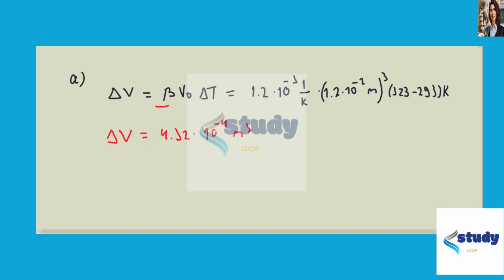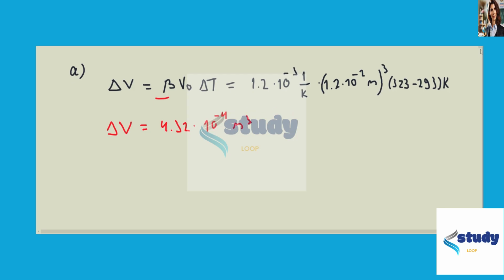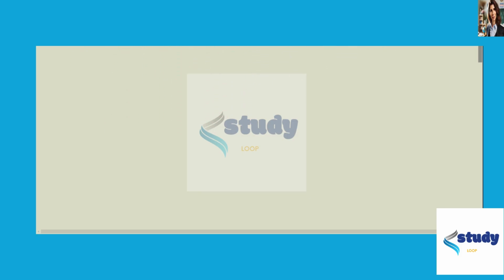So this was for part A of the problem, which was the most important part, since we will use this value through the rest of the problem. For part B, we need to find the work done. So the work done is evaluated in a very similar manner like with gases. The work done is equal to constant pressure times the change of volume.